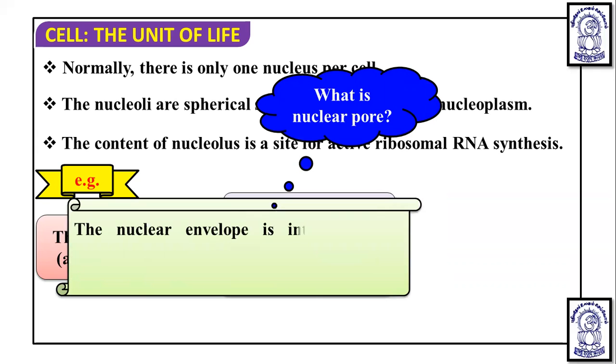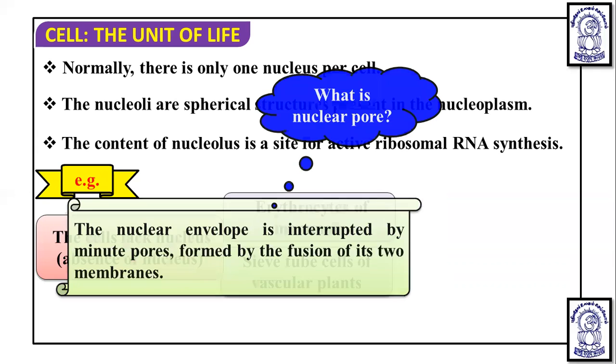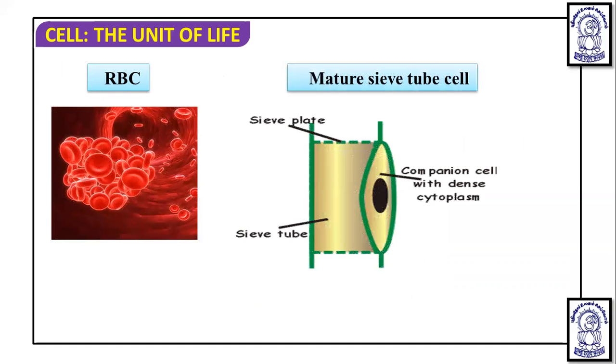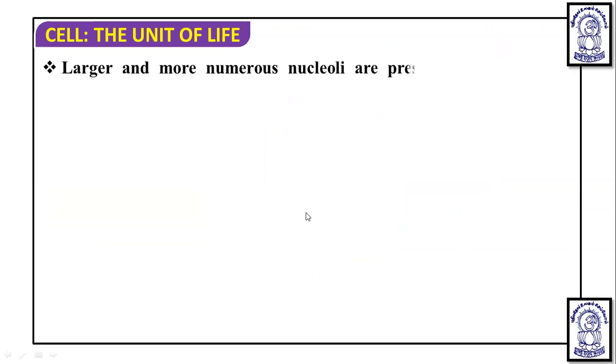So if somebody asks what is a nuclear pore, it is a minute pore in the nuclear envelope formed by the fusion of the two membranes. The nucleus is absent in the case of RBCs and sieve tube cells. You can see these are the RBCs, and these are the mature sieve tube cells, and in these you will see that there is an absence of nucleus. The companion cells with dense cytoplasm are associated with the sieve tube elements. About the sieve tube, we have already discussed in anatomy.